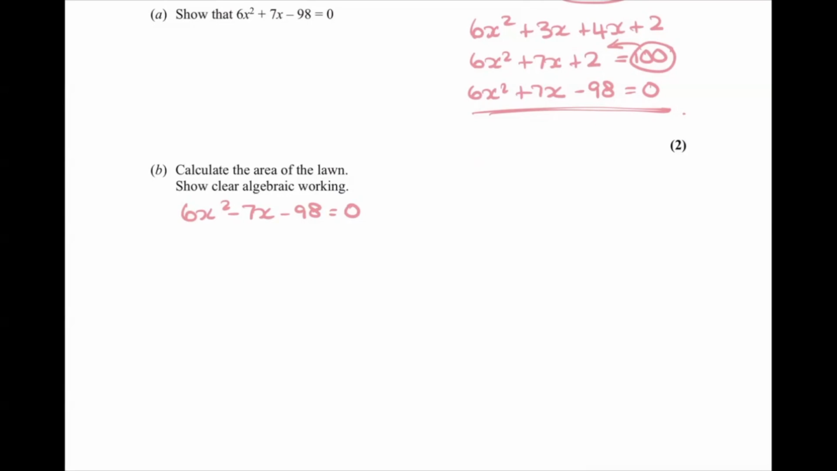If you are taking your exam in 25, 26, 27, it is on the formula sheet, so you don't have to commit it to memory, which is fantastic. So a is equal to 6, b is equal to minus 7, c is equal to minus 98, and I'm going to substitute all of that into the quadratic formula.